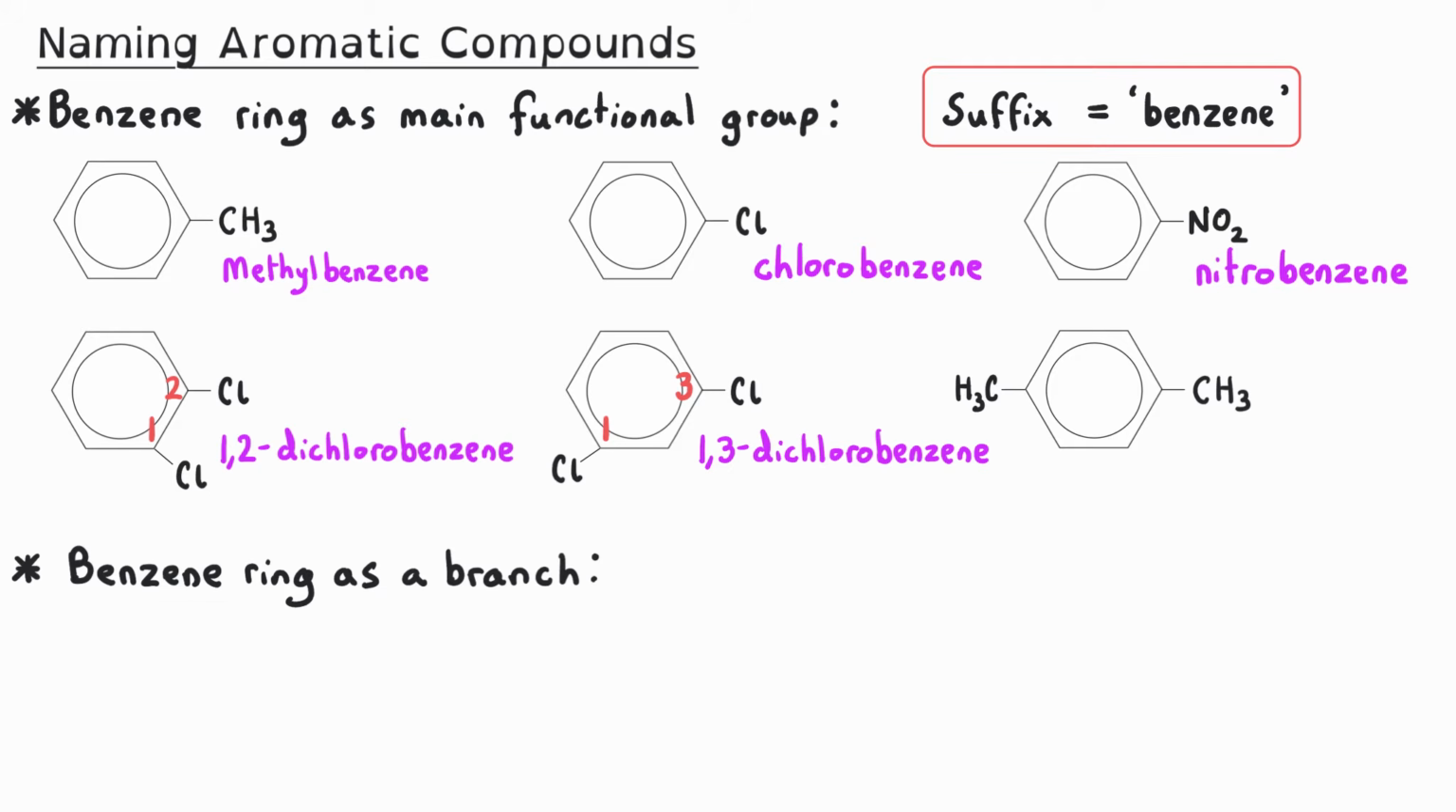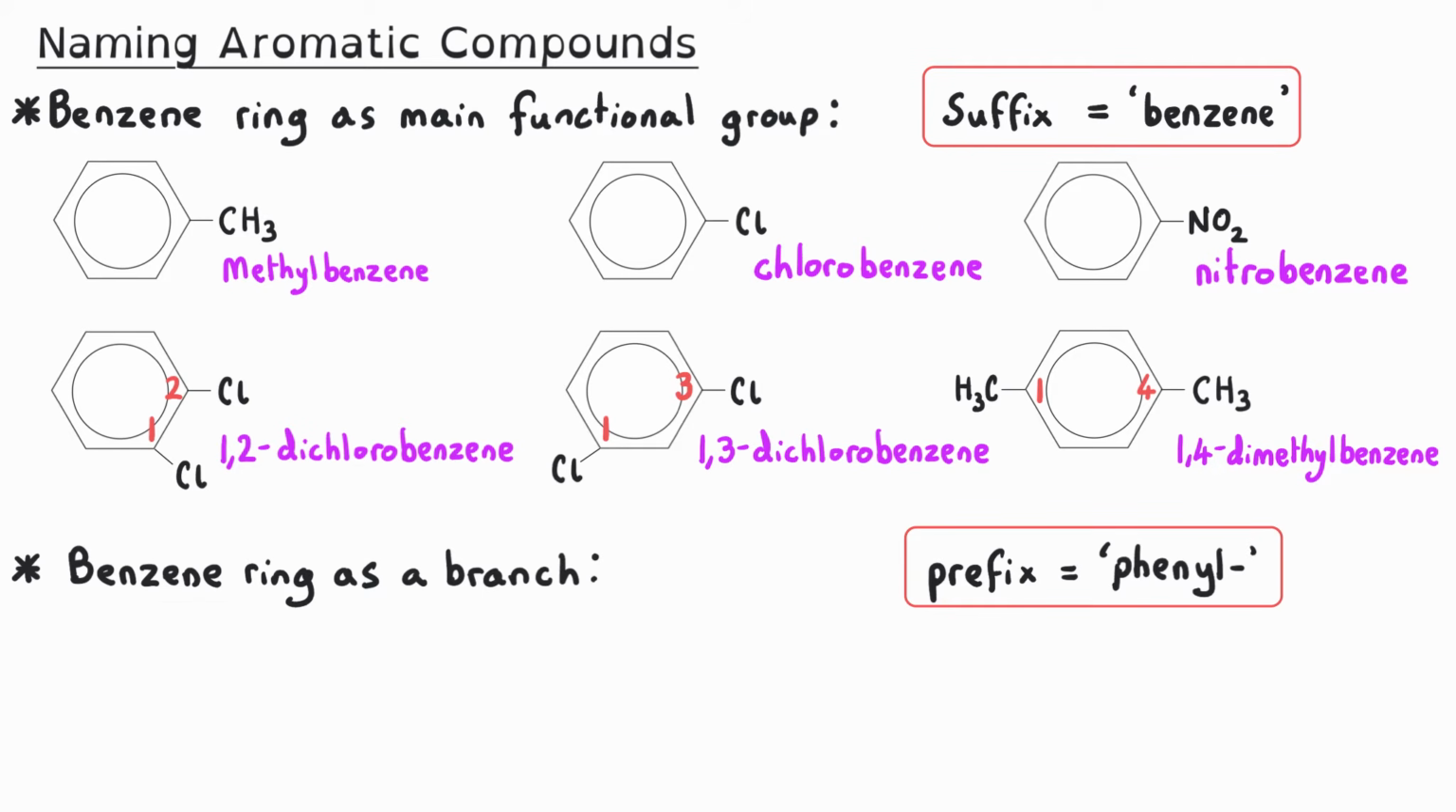And then if the groups are attached on carbon atoms opposite each other, like these 2 methyl groups here, we obviously have dimethylbenzene, but what we have specifically is 1,4-dimethylbenzene. And on this occasion, it doesn't matter whether we count our way up clockwise or anti-clockwise, we'll always arrive at 1 and 4.